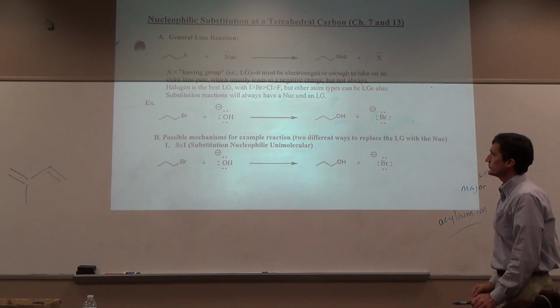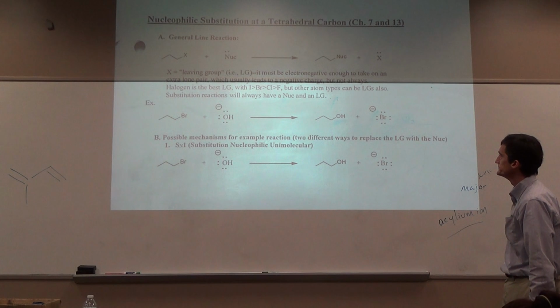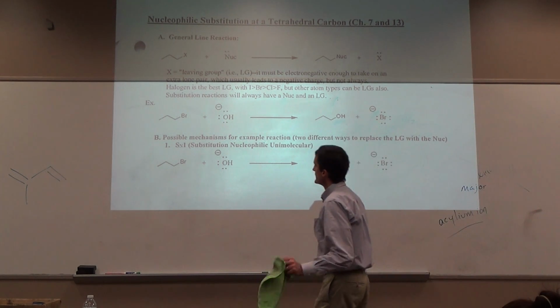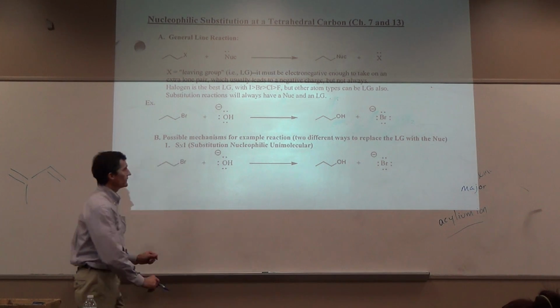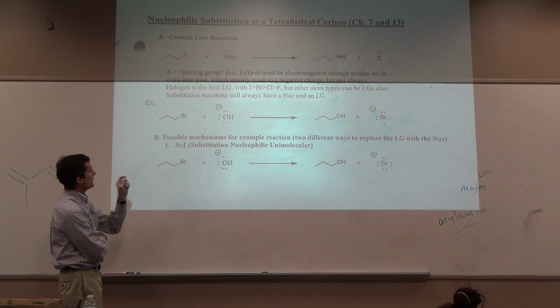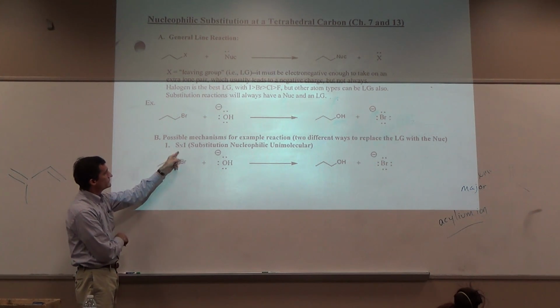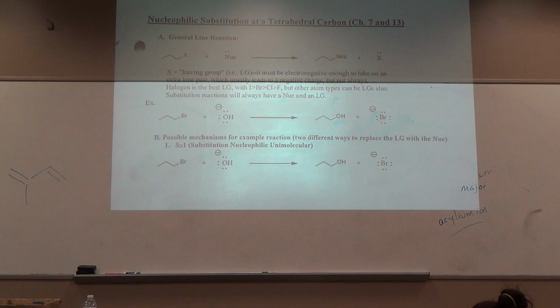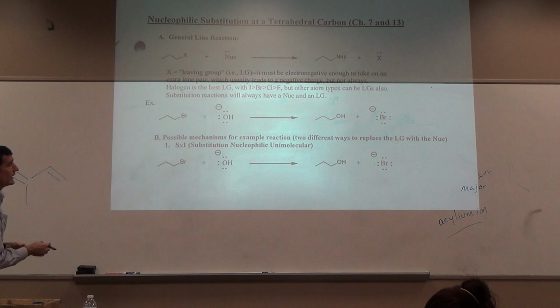Possible mechanisms for our example substitution reaction. Two different ways to replace the leaving group. The first one I say is SN1. We're going to do this two different ways, and then we're going to look at the two different ways and say which one looks most reasonable based on what we know so far, what we've learned so far in this course.